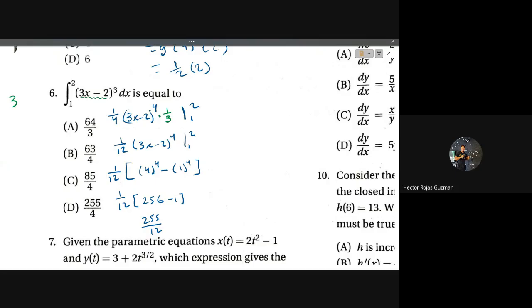Okay. Maybe we can divide by 3 because the answer is not there. 3 goes into 25 8 times. 3 goes into 15 5 times. So 85 over 4.